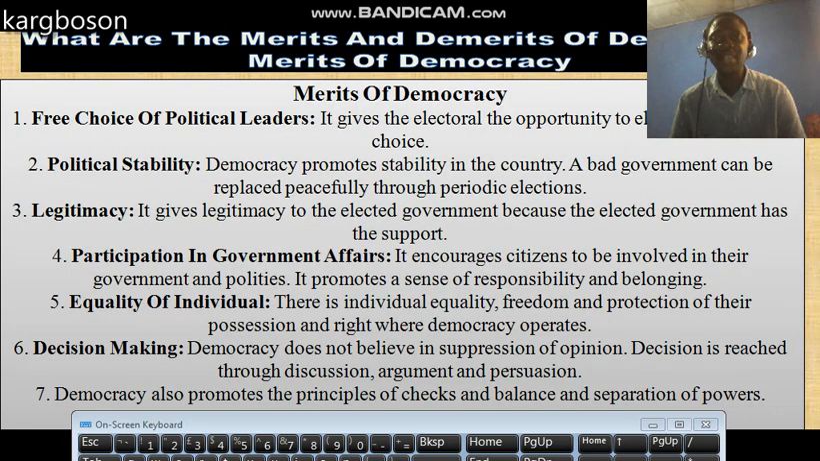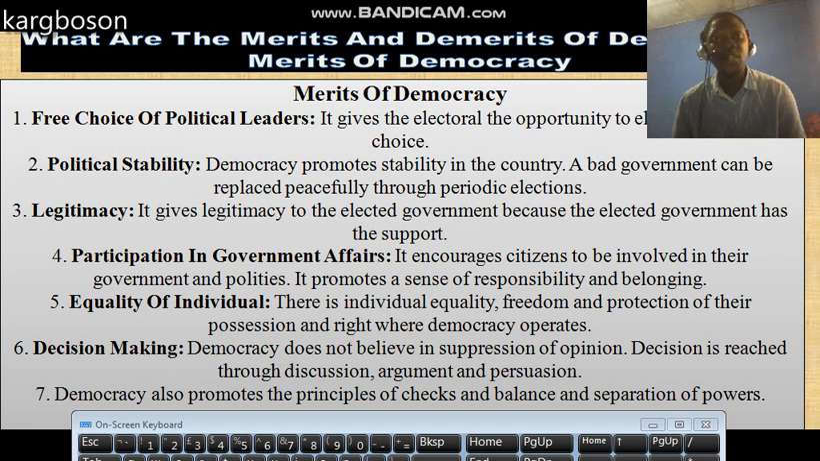So let's look at the merits and demerits of democracy. In other words, the advantages and disadvantages. Let's start with the merits of democracy. One, free choice of political leaders. It gives the electorate the opportunity to elect leaders of their choice. That is one good thing about democracy. You have the option to choose the leader you want to support. But in totalitarianism, when there is only one political party, the citizens are left with no choice. But in democracy, you have a free choice of political leaders.